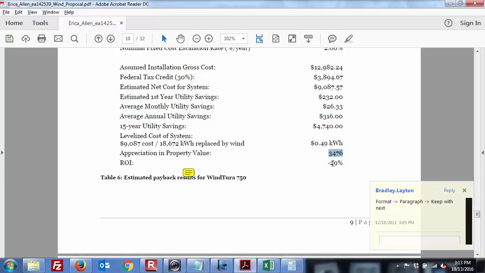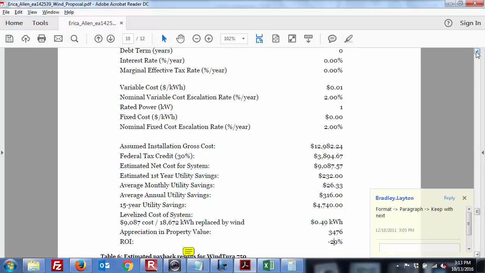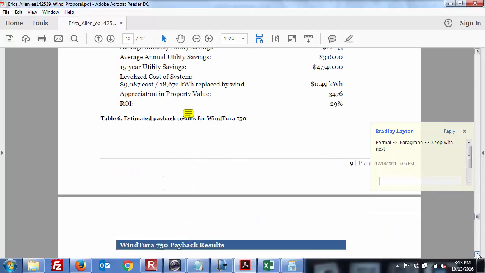ROI, and I don't know exactly how she calculated this. What I ran was just a simple payback, and for this course, you're more than welcome to run the simple payback. Do put in the federal tax credit if it's there. She also didn't put any interest on the loan, anything like that. But if it's a factor, I would say go ahead and put that in.